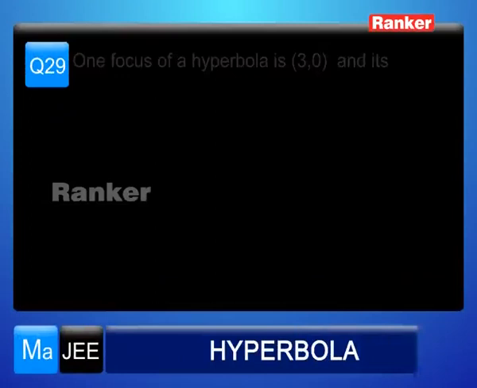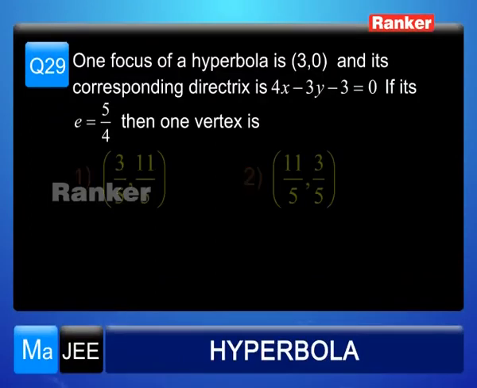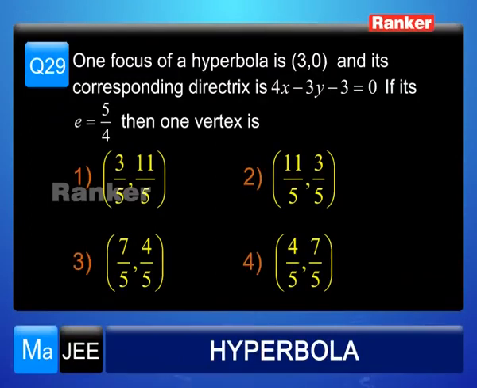Question number 29. One focus of the hyperbola is 3, 0 and corresponding directrix is 4x minus 3y minus 3 equal to 0. If its eccentricity E is equal to 5 by 4, then one vertex is, first option 3 by 5, 11 by 5. Second option 11 by 5, 3 by 5. Third option 7 by 5, 4 by 5. Fourth option 4 by 5, 7 by 5.